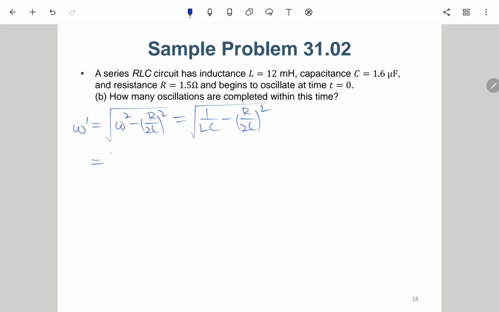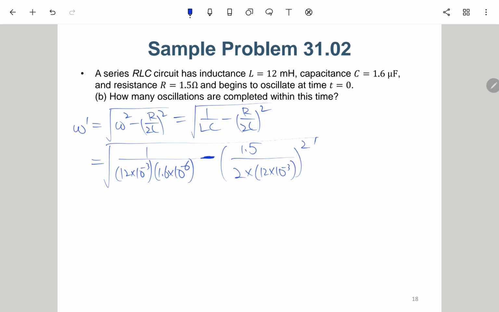to plug in the numbers. Square root of the big thing: we have 1 over 12 times 10 to the negative third power times C, which is 1.6 times 10 to the negative 6 power. So this is 1 over LC, and then minus R, which is 1.5, over 2L, 2 times 12 times 10 to the negative third power, whole squared, the whole thing. So this is actually 7.217. What is the SI unit?